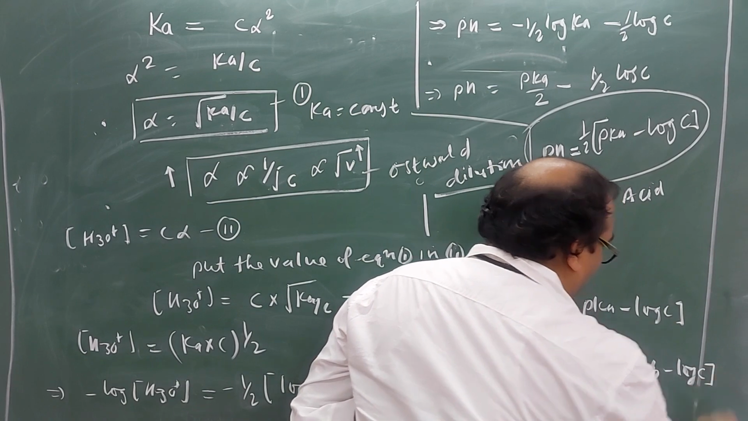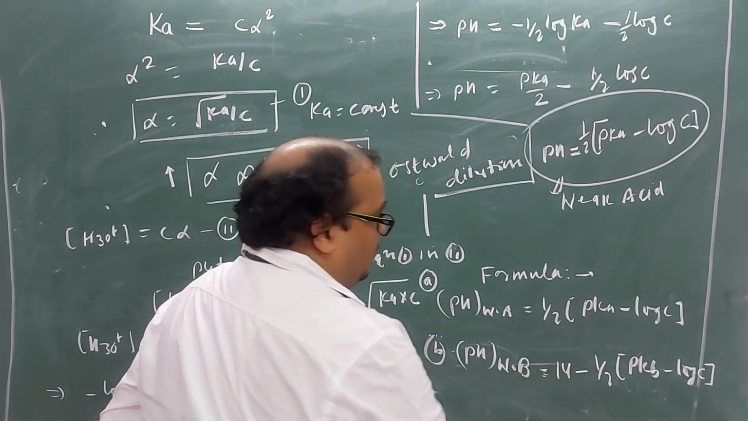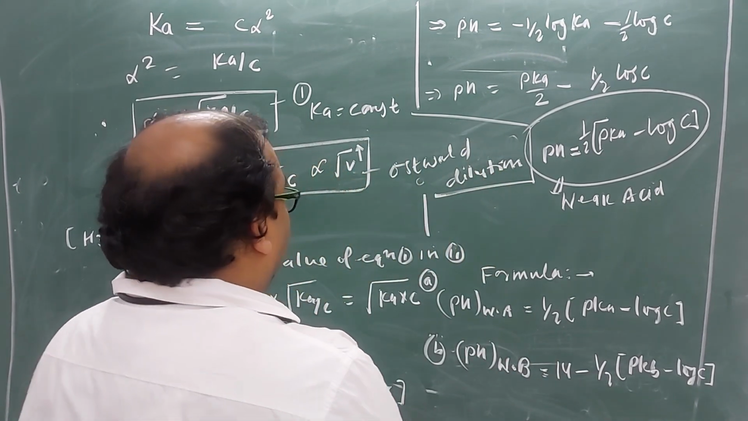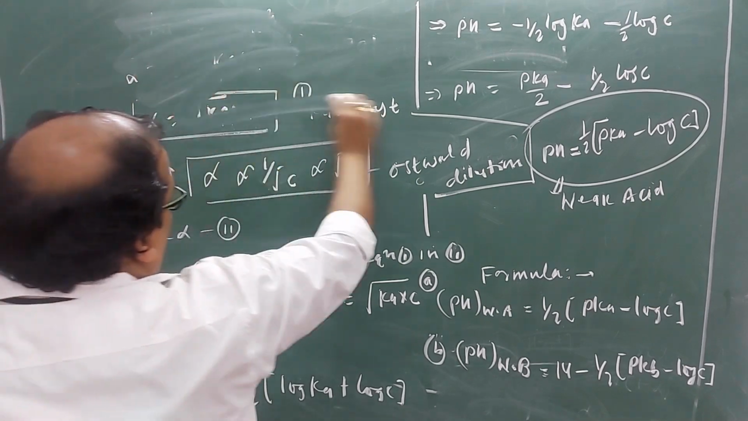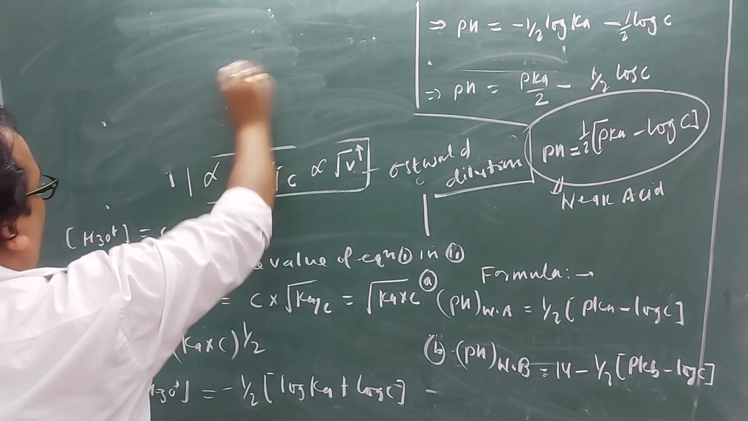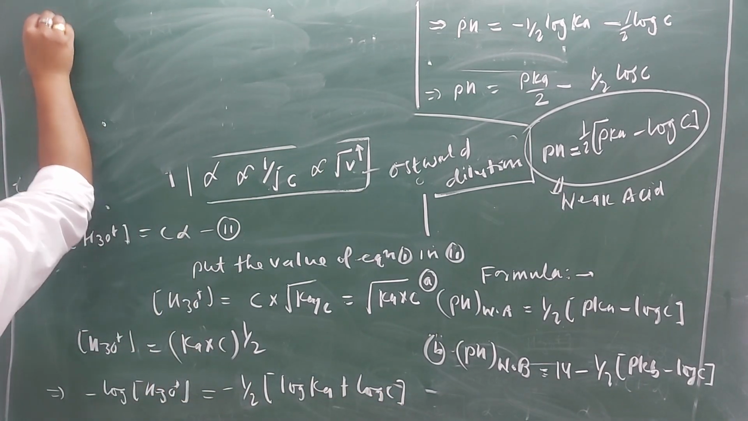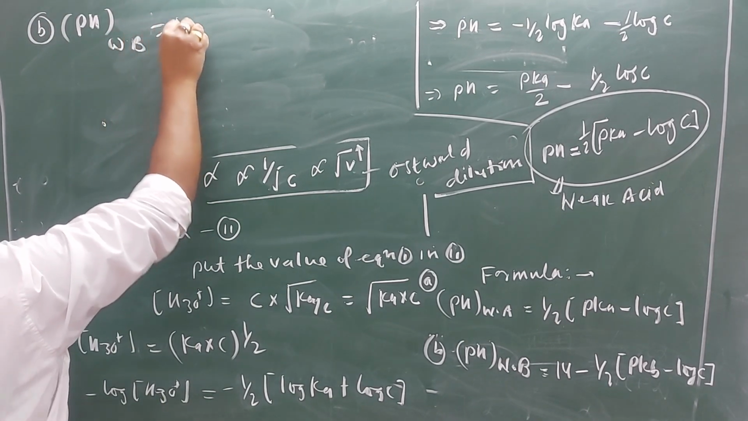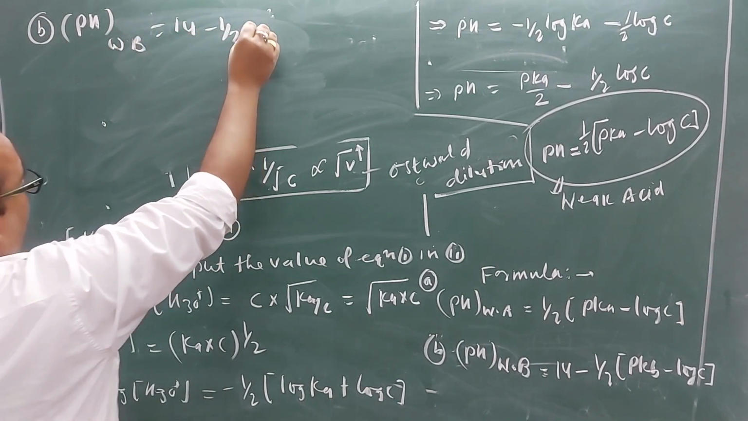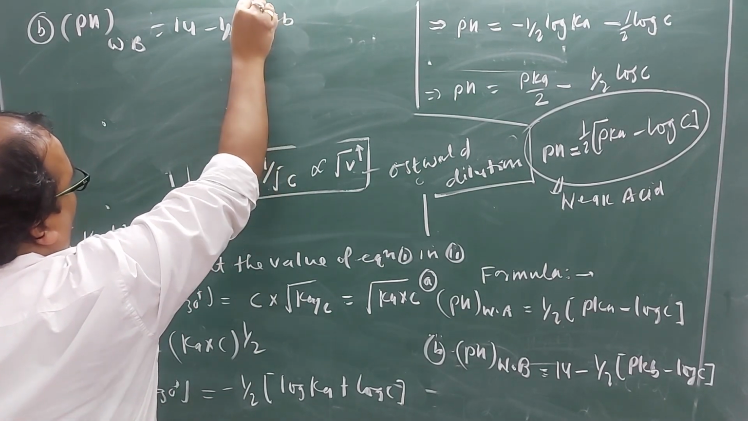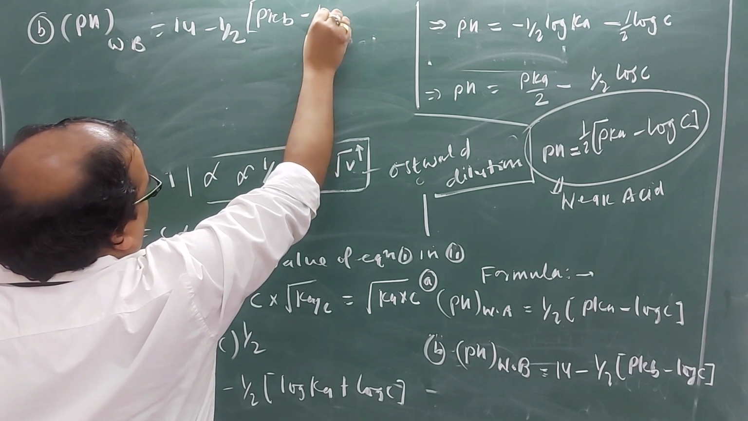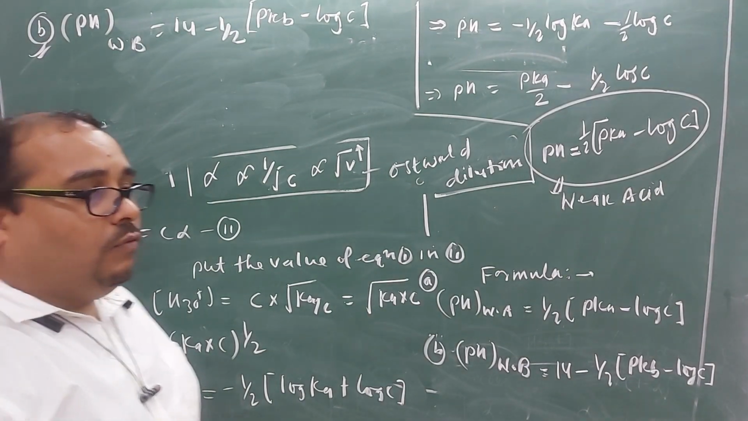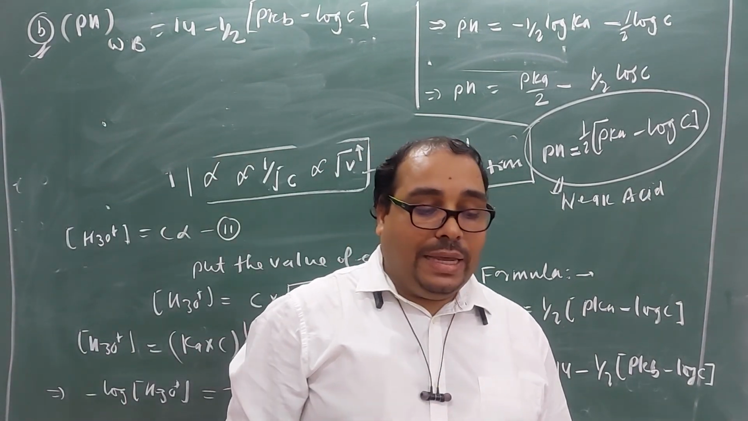minus log C. Sorry, I think there is some problem here. You can't see it. I have mentioned that the pH of weak base is equal to, I am writing here only. There is some problem in that place. So B is pH of weak base, which will be 14 minus half pKb minus log C value. So this is the pH of weak base, and this is the pH of the weak acid.